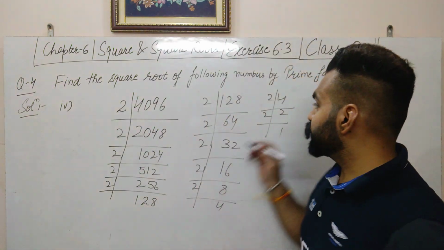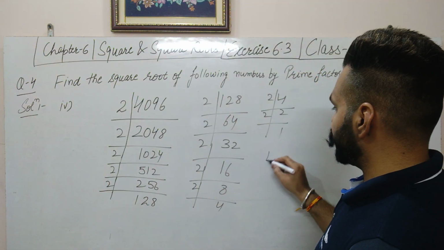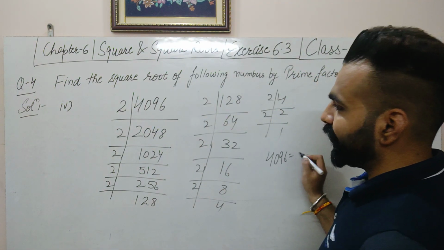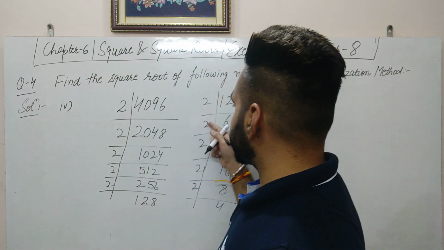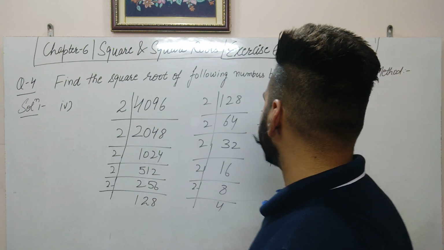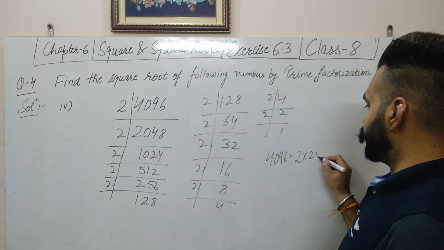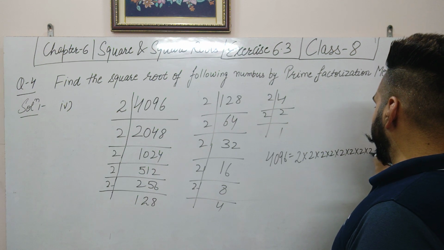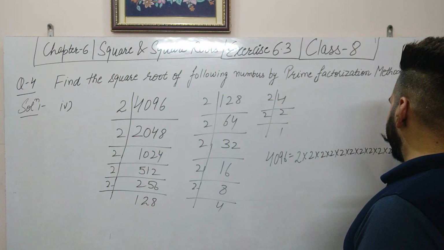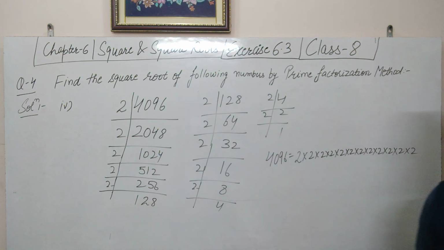Now we will write 4096 as a product of these numbers. So calculate the number of 2's here. 1, 2, 3, 4, 5, 6, 7, 8, 9, 10, 11, 12. So 12 2's are here.